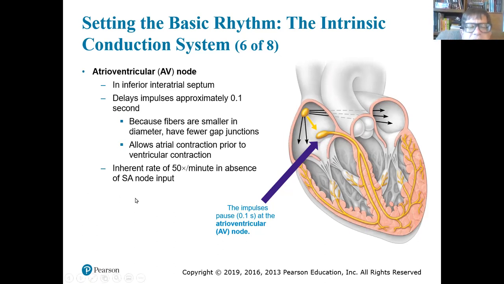Okay, easy enough. Now, the AV node is a backup pacemaker. If you had a heart attack that destroyed all the cells in the SA node, your heart would still beat because the AV node would still have you pumping at about 50 times a minute. That's not much. What that means is you might be alive, but you're not going to run from a bear. You may not even be able to stay conscious, but the heart is pumping. It's trying to keep the body and brain alive. Okay.